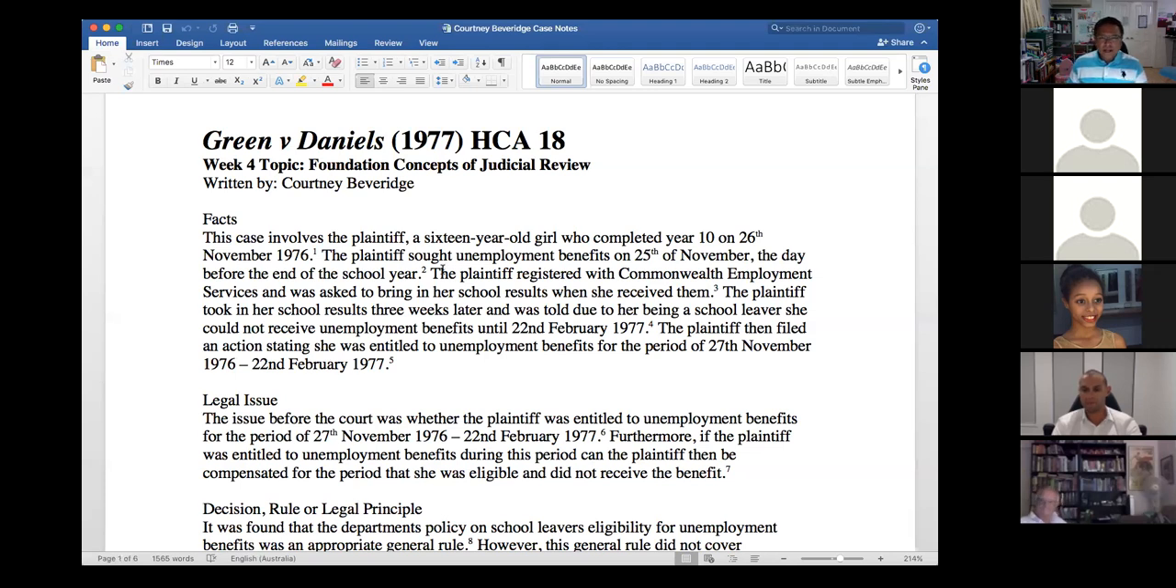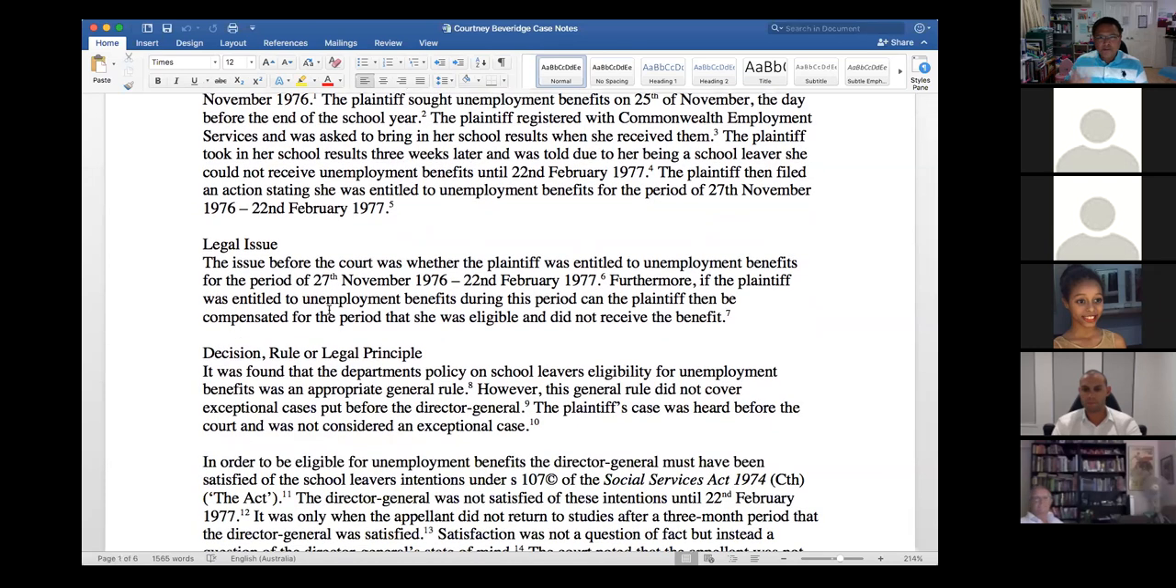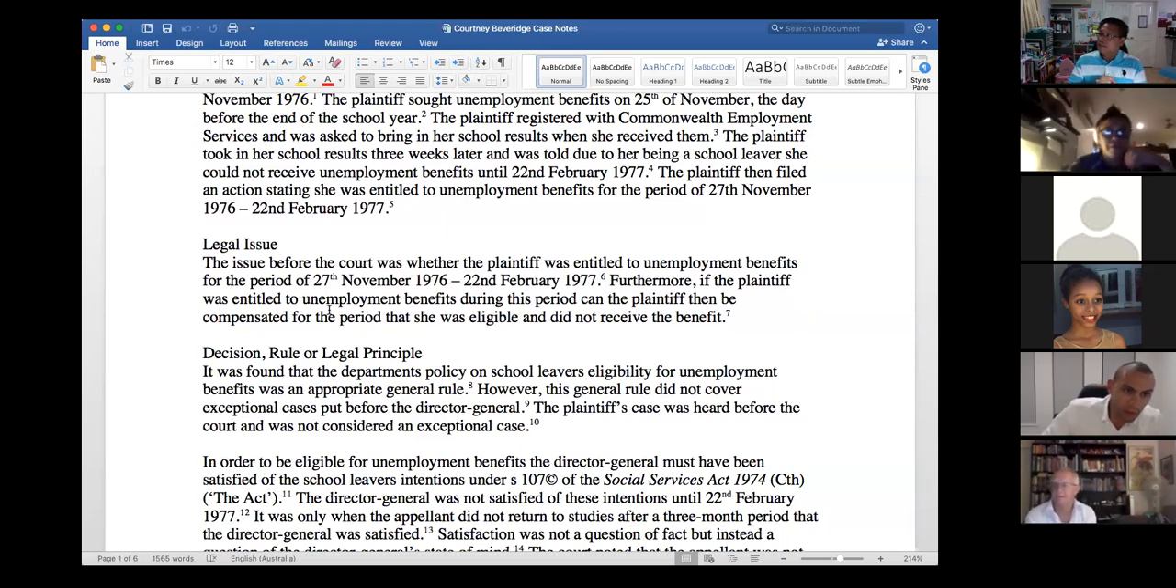And so following that, in terms of the legal issue, it hasn't been articulated quite well, in the sense that this is actually more of a restatement of the problem. And the problem is: is the applicant entitled to unemployment benefits? It doesn't link itself to the legal issue.